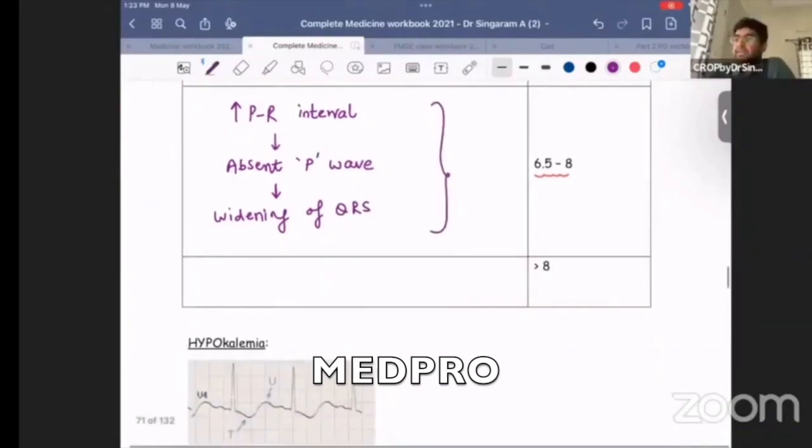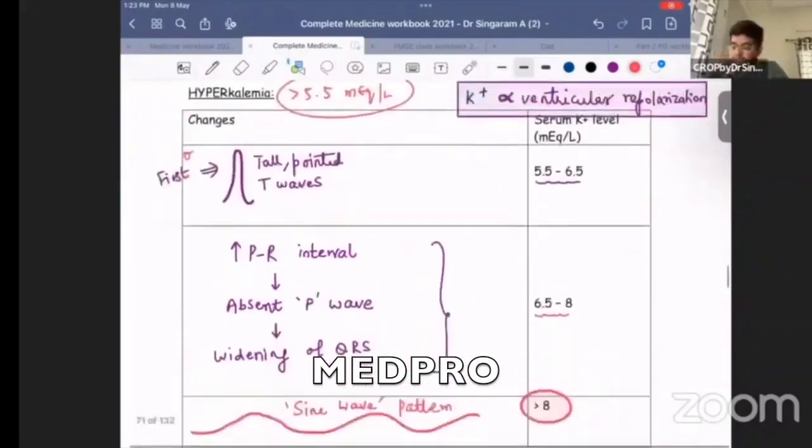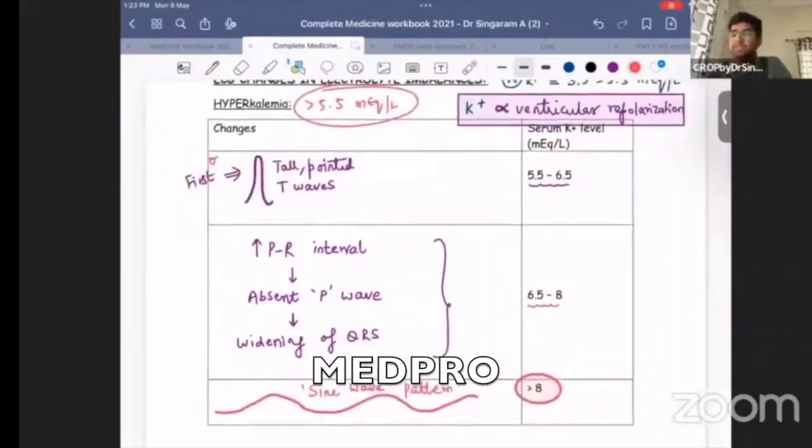And finally, you will see only the QRS, because the P wave is going to be absent. That QRS will be wide, and it would be something like this pattern. Anybody comment on this pattern? This pattern is called the sine wave pattern. That would be noted when the level is more than 8. That's what you have to remember. This is the sequence of events which can occur in the setting of hyperkalemia.